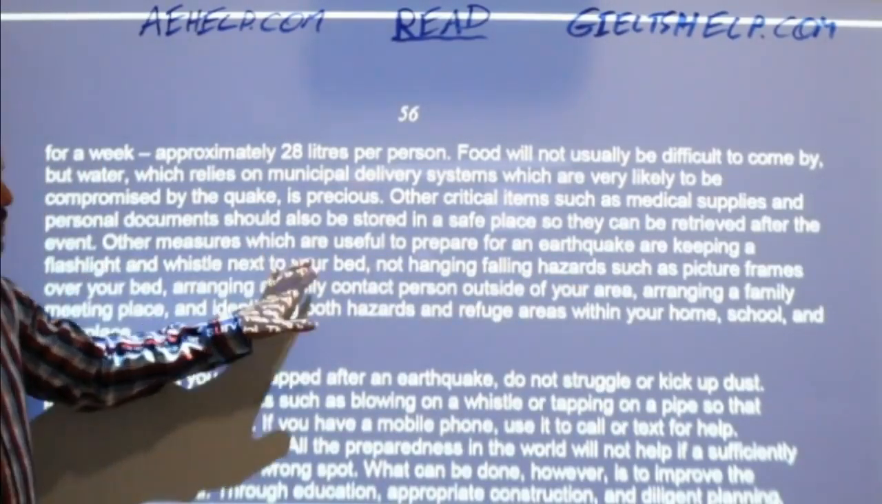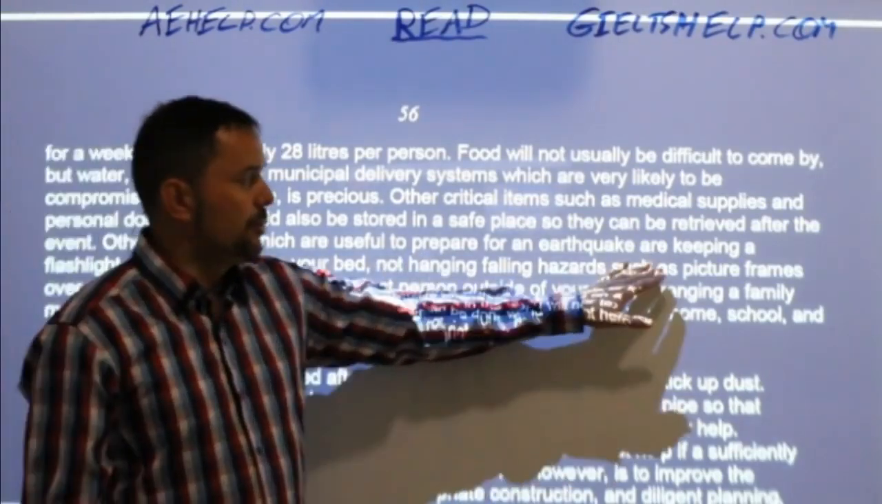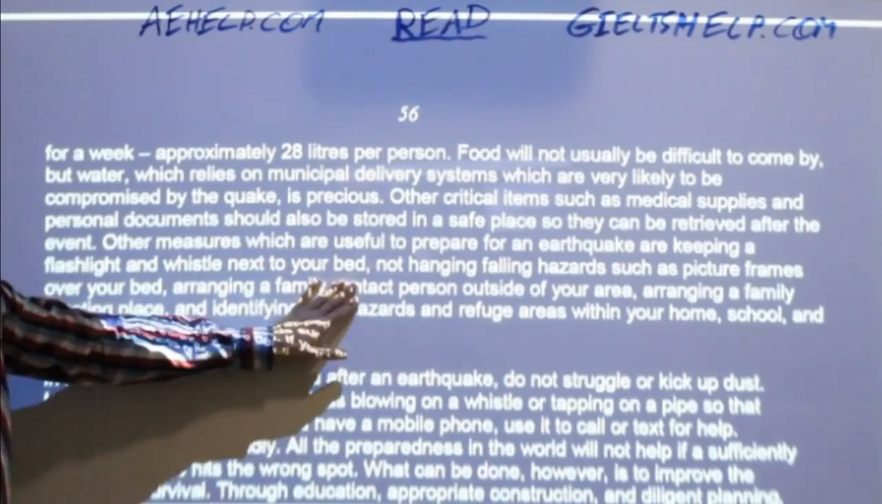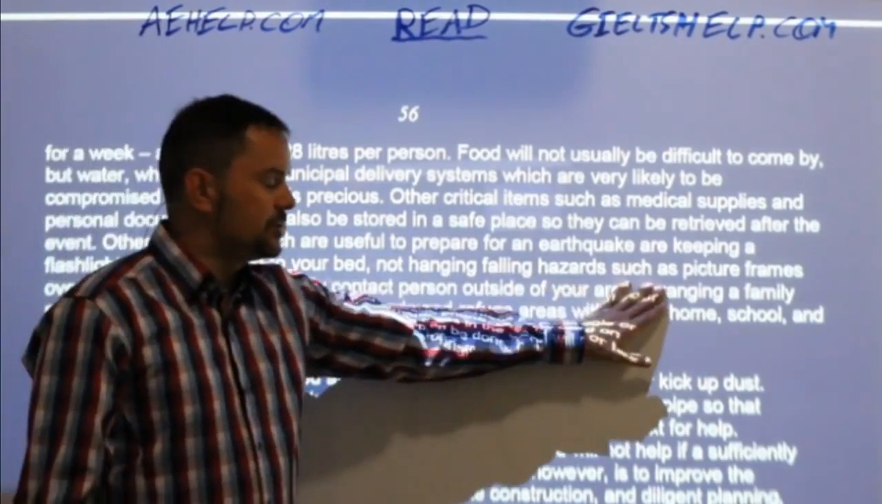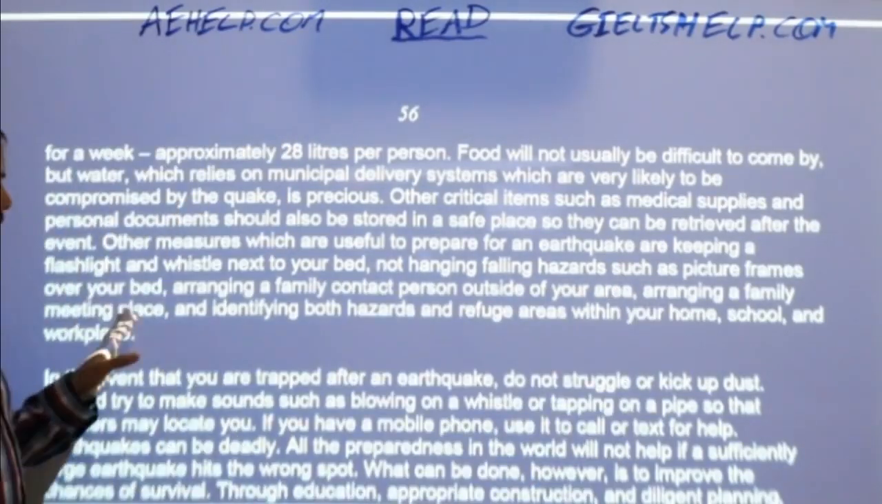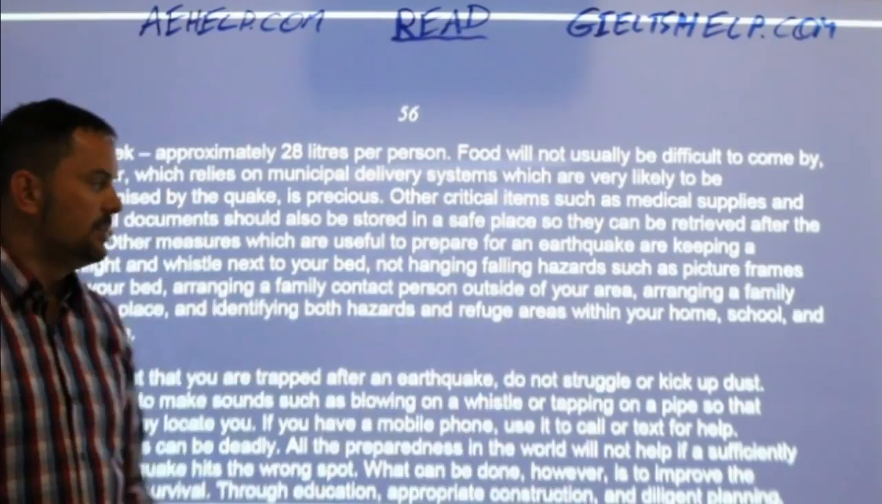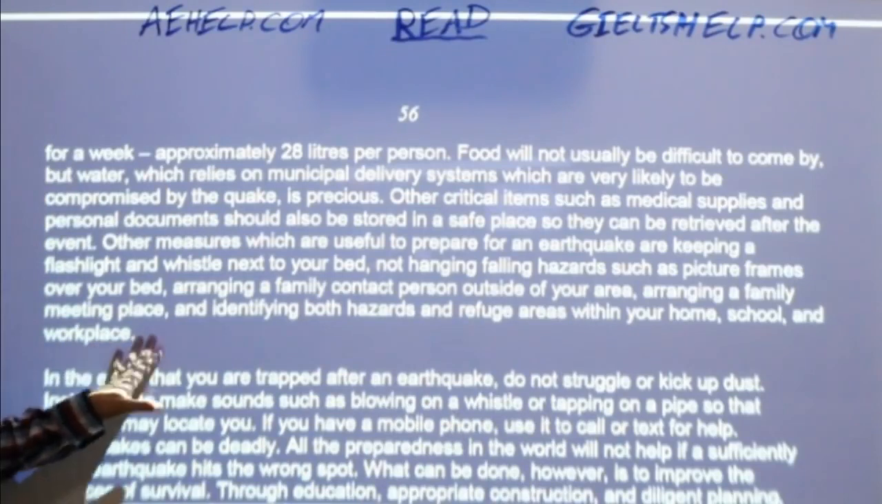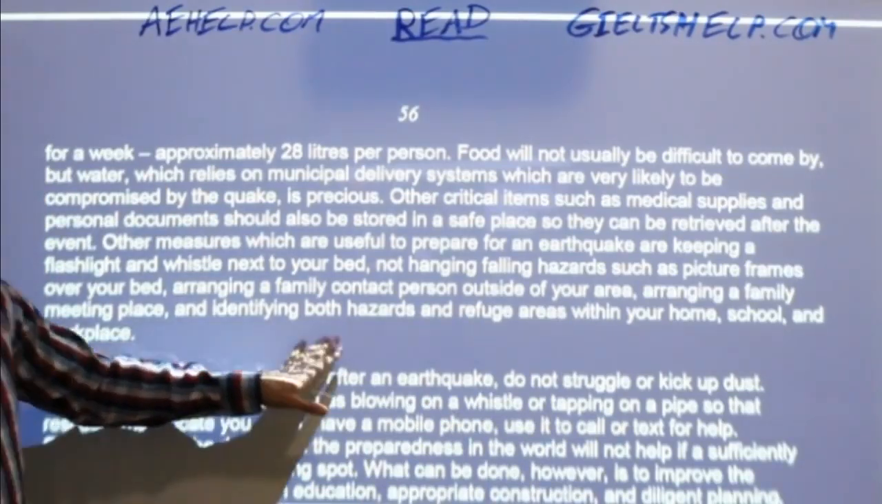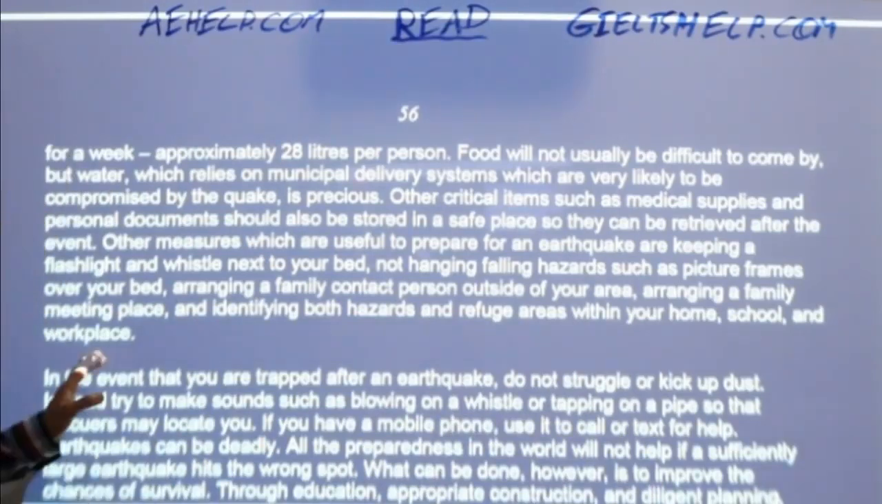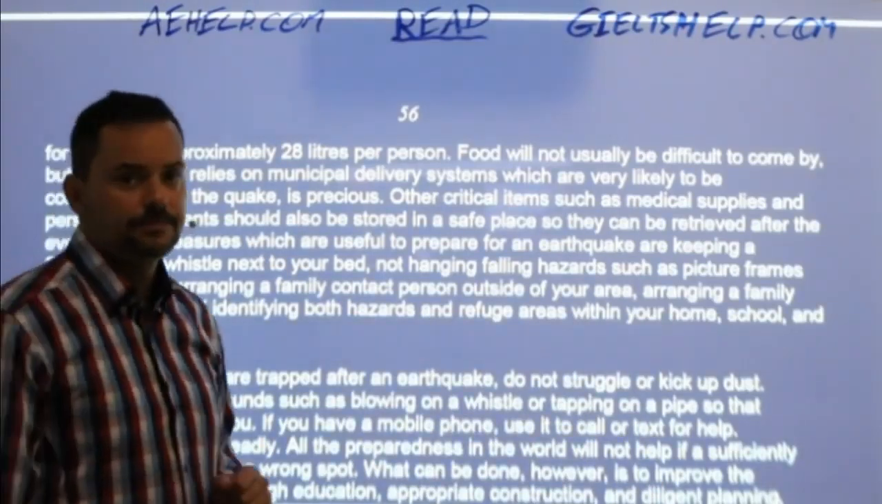Other measures which are useful to prepare for an earthquake are keeping a flashlight and whistle next to your bed, not hanging falling hazards such as picture frames over your bed, arranging a family contact person outside of your area, arranging a family meeting place, and identifying both hazards and refuge areas within your home, school, and workplace.